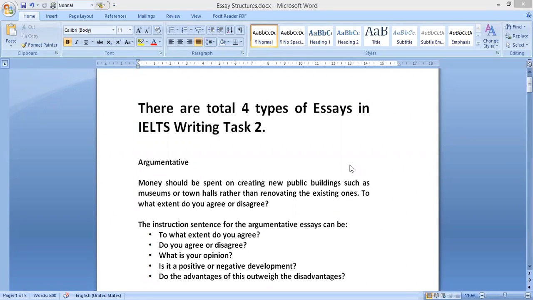So today our focus will be different types of essays and what would be the structure of an essay as per the type. So if it is agree disagree, how would we do paragraphing and what will we do in the introduction, in body paragraphs, in conclusion.